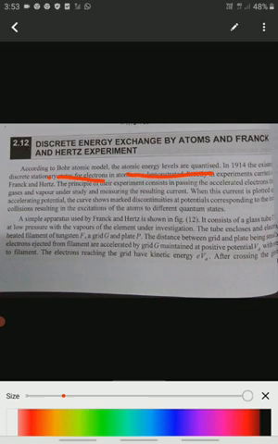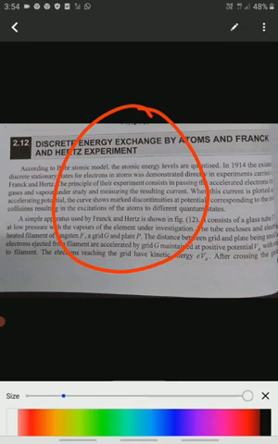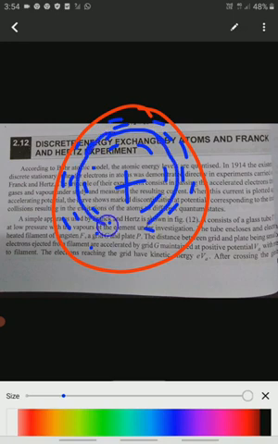According to Bohr, atomic energy levels are quantized. What is the meaning of quantization? Quantized is nothing but perfect energy levels, exact energy levels. If you take an atom like this, centrally there is the nucleus, and electrons are moving around the nucleus. These traveling paths we call the orbit, orbital or energy levels.